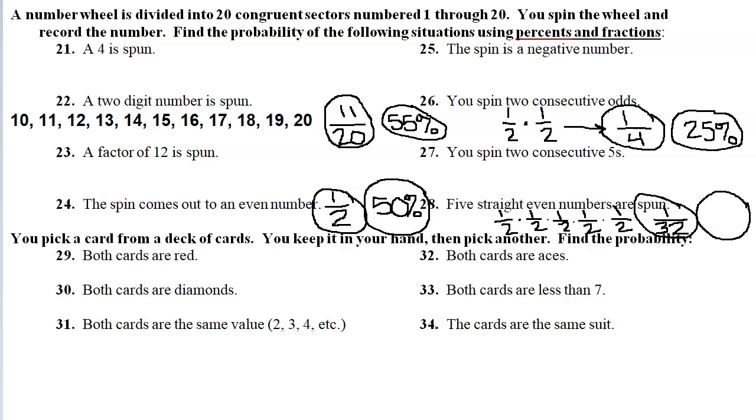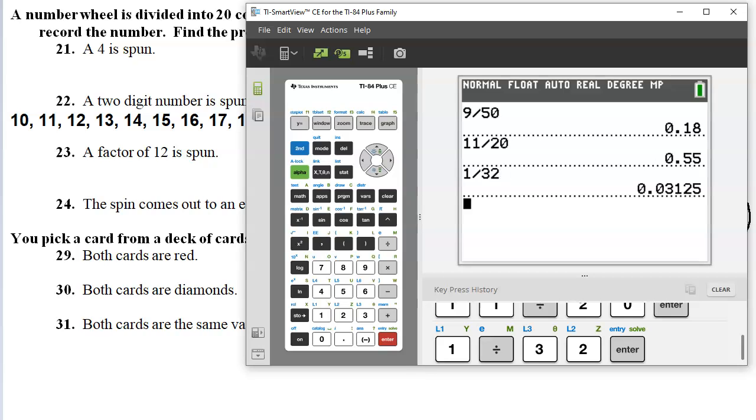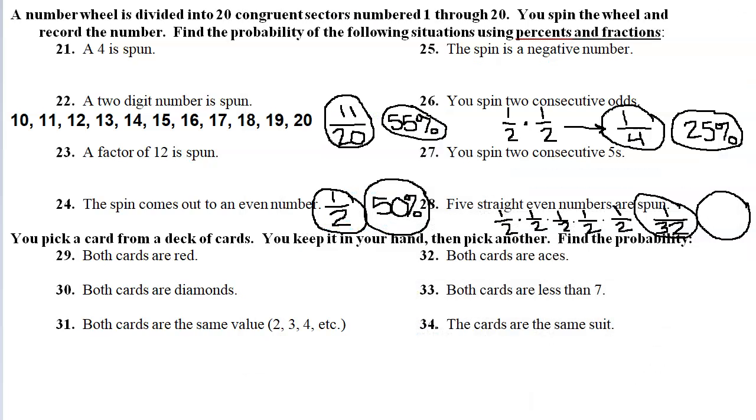Now, as a percent, we'll just round it. We're not going to get a very pleasant number, 1 out of 32. Ooh, boy. So if we were to take that decimal and move it over 2 spaces, you would end up getting a 3.1% chance of getting 5 straight even numbers.